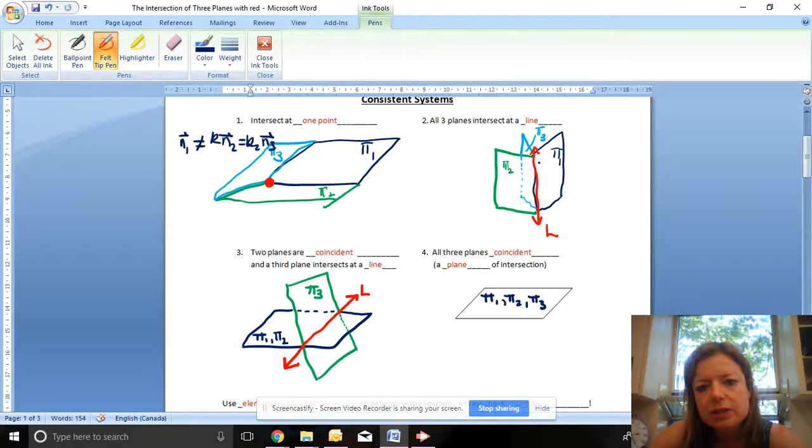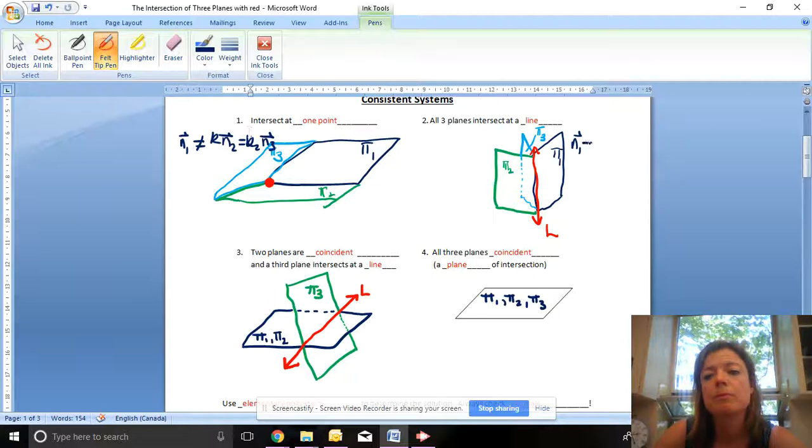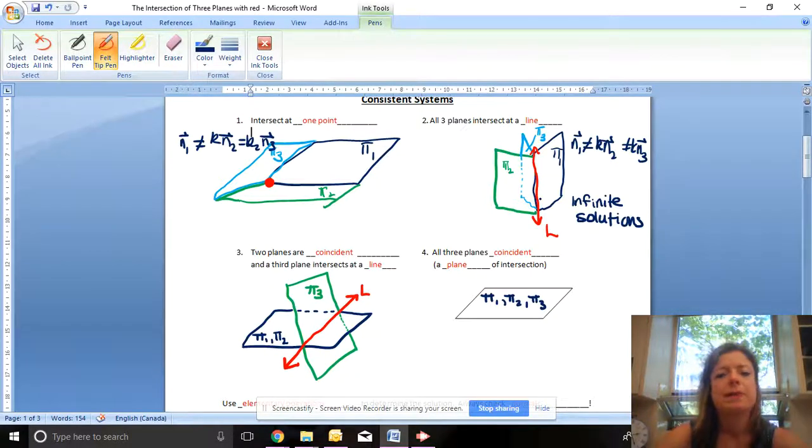We can also have a situation where it looks like a book, where they all intersect along a line. In this case, none of the normals are scalar multiples here either. But here we do say there are infinite solutions, because every point along this line is a solution and there are infinite points along a line. So that's why that makes sense.